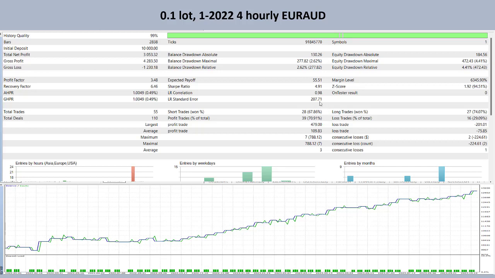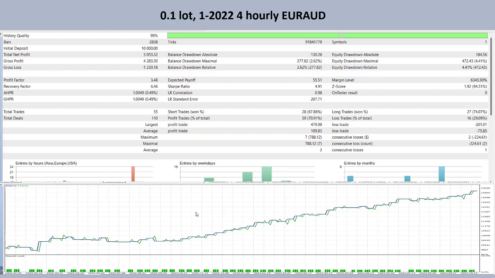And we can see here that short trades won 67% of the time. Long trades won 74% of the time. We can see the average profit is significantly better than the average loss. And this is the equity curve of that EA in action from January 2022 until currently. So a very nice curve, which shows very little pull down, but constantly moves to the upside.